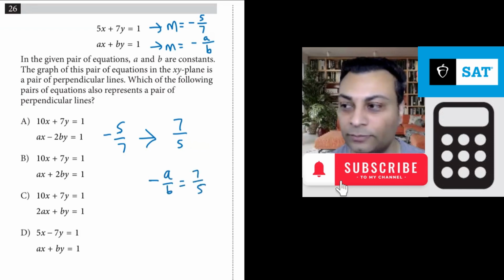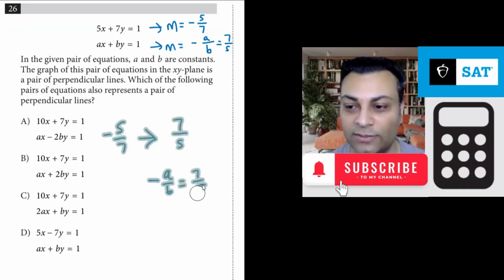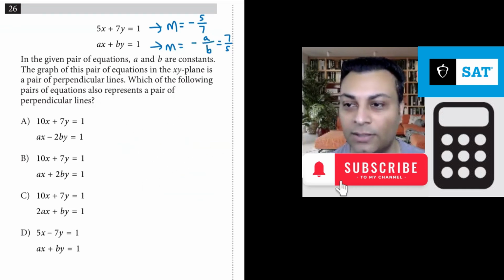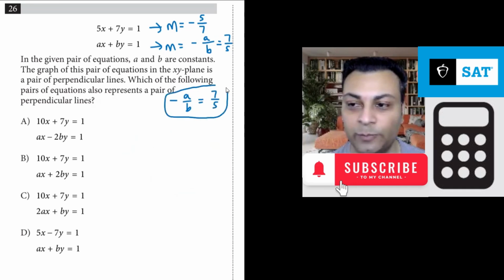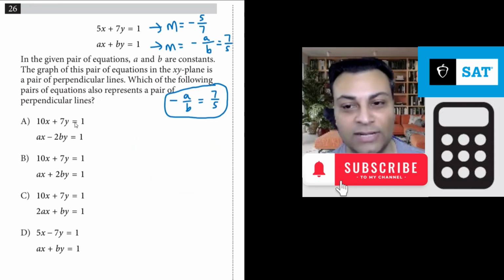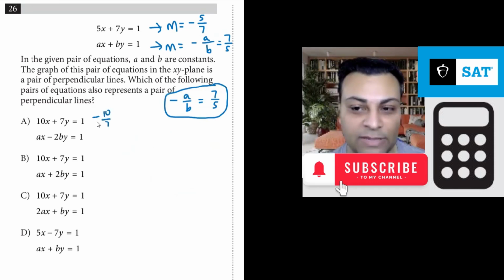That we know from here. In other words, this has to be 7/5. Okay. I'm going to write that down somewhere so I can hold on to that for the rest of the problem. We know negative a over b is 7/5. We'll keep that around. Now let's go calculate the slopes of all these. Same technique, you would get the slope as negative 10 over 7. You see, you subtract 10x, you get negative 10x on this side, and then divide by 7. So this one, the slope is negative 10 over 7. Instead of m equals, I'm just going to keep it simple and just write the slope, negative 10/7.